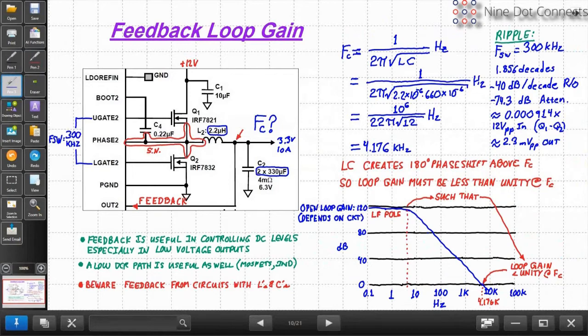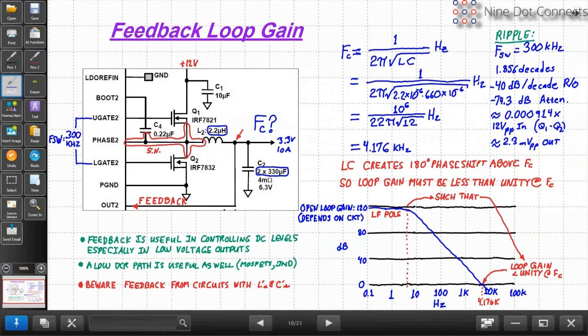The output is an LC filter, classic buck configuration, and the inductor is 2.2 microhenries, and the capacitor is 330 microfarads. It's trying to put out 3.3 volts at 10 amps. Probably the switching frequency here is about 300 kilohertz from what I can find from the literature on this particular chip. Notice also that in order to try to keep the output voltage stable, they've sampled the output voltage and sent it back to output 2 as a feedback signal.